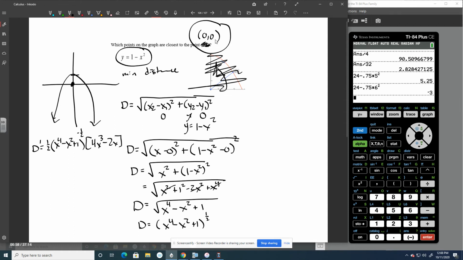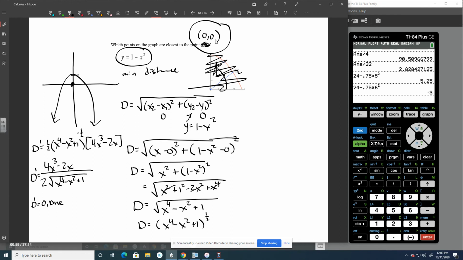Now, I'm wondering if we can use a little bit of number theory here, because what this actually comes out to is 4x cubed minus 2x all over 2 root x to the fourth minus x squared plus 1. So that's what my derivative comes out to be. Now, one of my options is to use that derivative, which is probably what I would do. I would find when my derivative is going to equal 0, and when it is going to not exist.